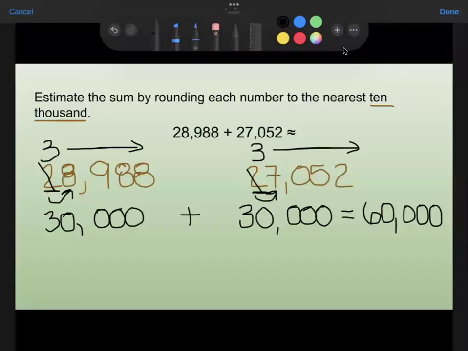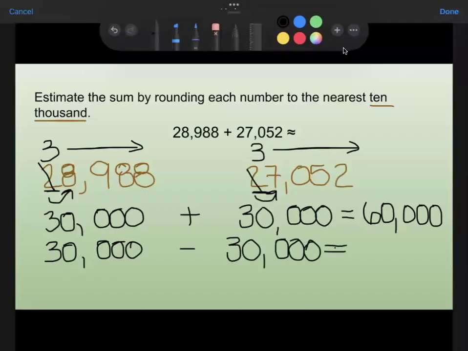If I was estimating the difference between these two, I would take the same rounded numbers that I had, which were 30,000, and I would subtract 30,000. That's how we estimate the difference with subtraction. And that would actually end me with 0. So the estimate for the difference of these two numbers would be 0, while the estimate for the sum of these two numbers would be 60,000.